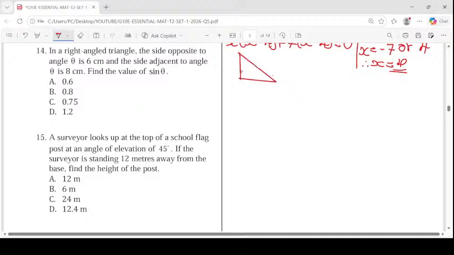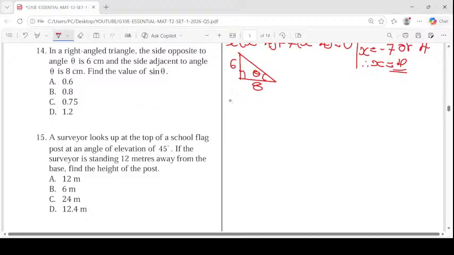So this is our right angle triangle. Let me assume my theta is here. The opposite side is 6, so this side is 6. The adjacent side is 8. They want sine. Before sine, I have to get the hypotenuse, and I'm going to apply the Pythagoras theorem.